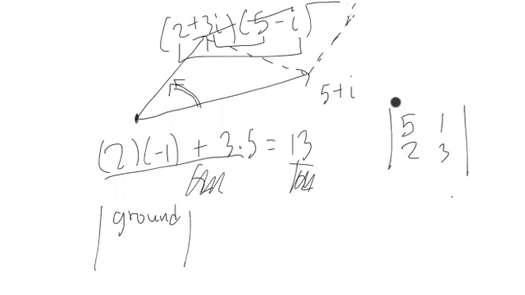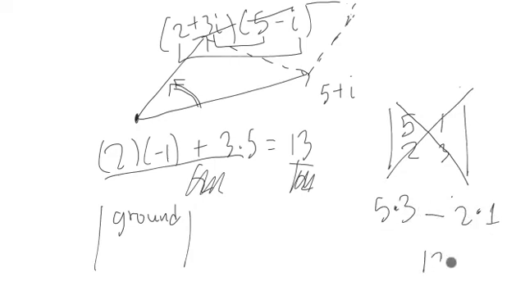Now a determinant works this way. We take a product this way, and then we take a product this way. We subtract all the products that come from a negative slope down, and we have this product here coming from a positive slope, sorry, it's reversed. Nonetheless, if you go this direction, 5 times 3, that's positive. Then you subtract 2 times 1. That's 15 minus 2, which is 13.